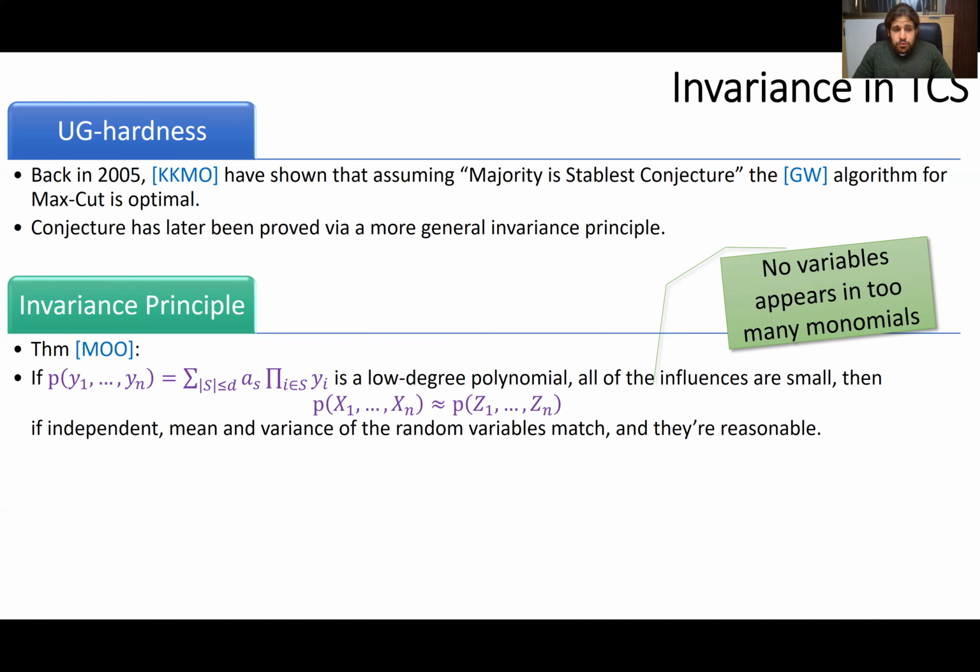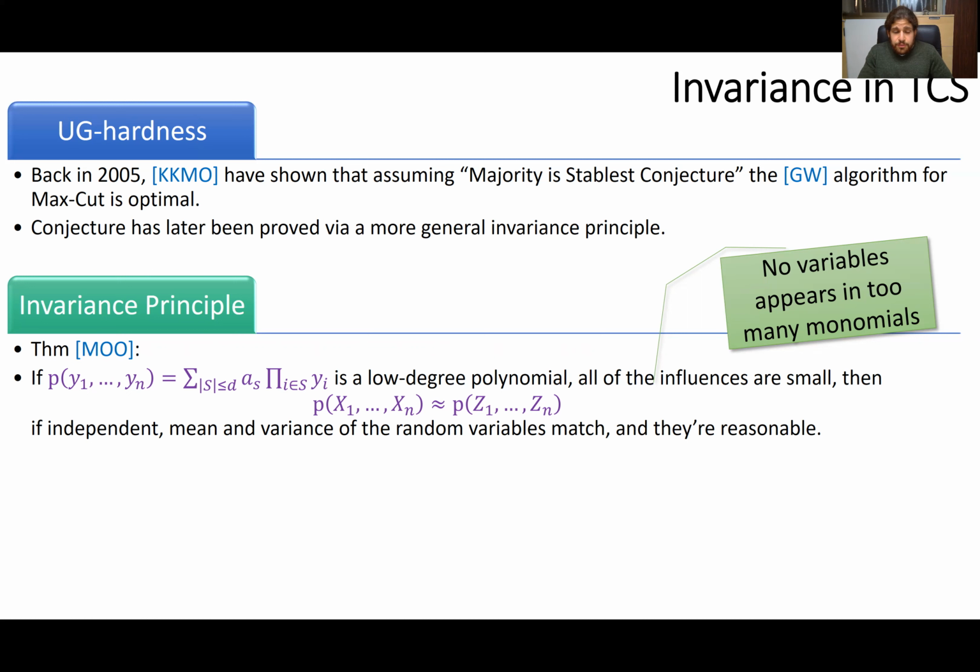Then under these two conditions, the distribution of values of P is invariant under the distribution that we plug into Y1 to Yn. That is, if we take an ensemble of independent random variables x1 to xn and another ensemble z1 to zn, and I guarantee that the moments of x1 and z1 match, say the mean and the variance, and so on and so forth, then the distribution of values of P(x1 to xn) is very similar to the distribution of values of P(z1 to zn).